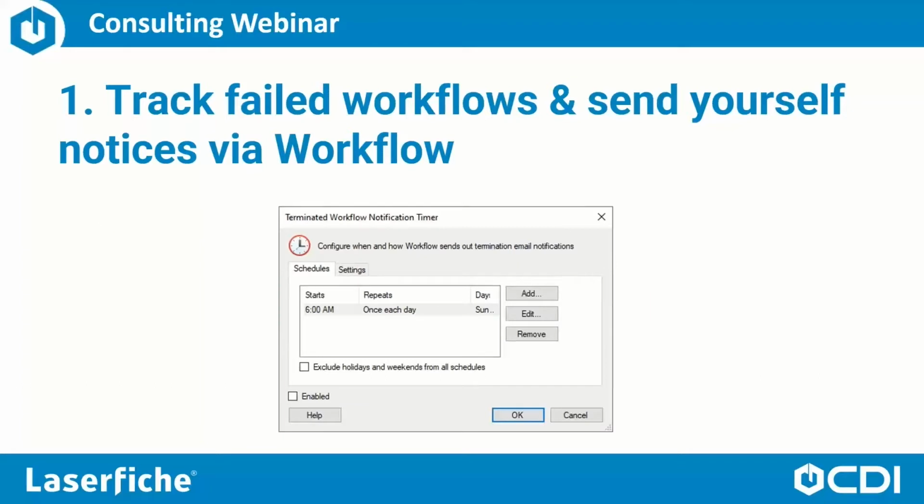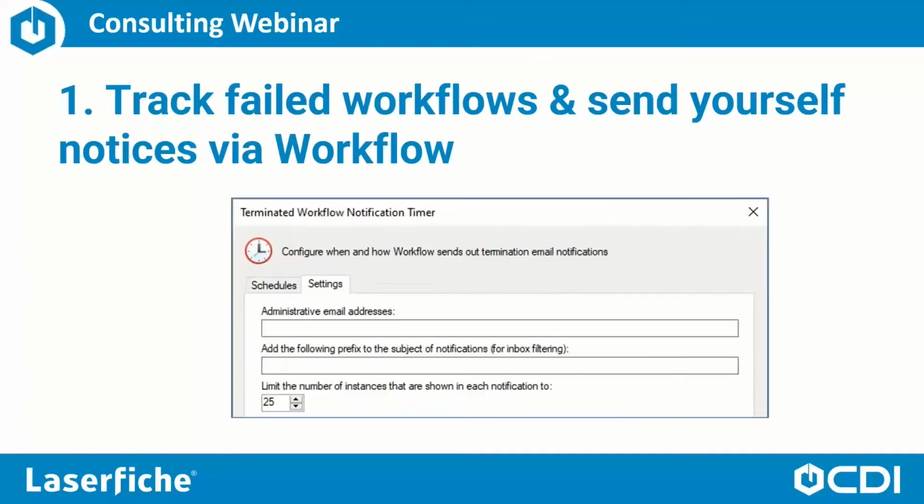If you go to the workflow administration console, you can also configure terminated workflow notification timers. And these can be set on any schedule you prefer. That will then allow you to configure a single or multiple email addresses that are going to receive this notification, and you can even limit the number of notifications or instances in each notification.